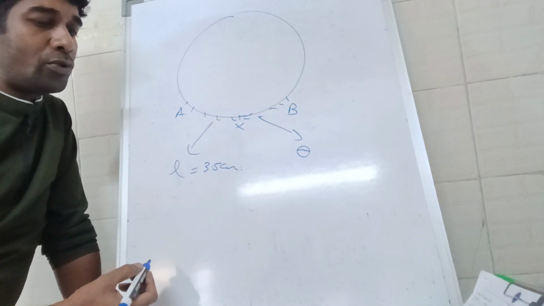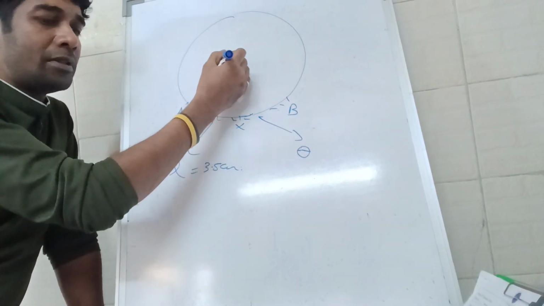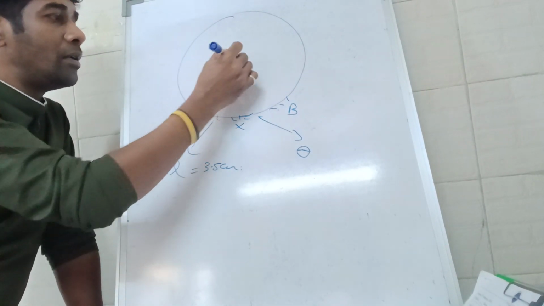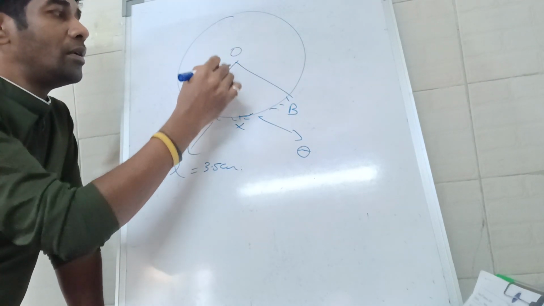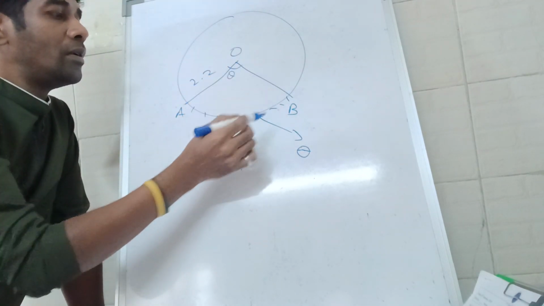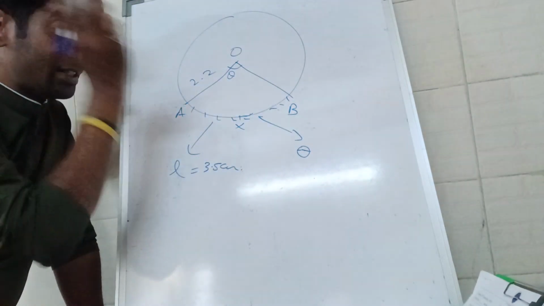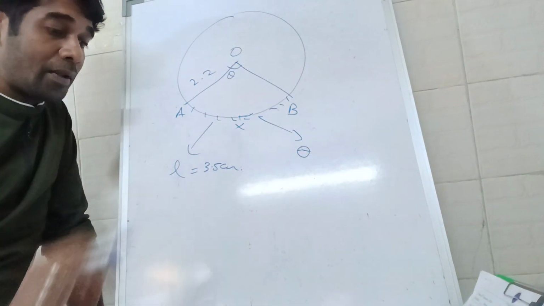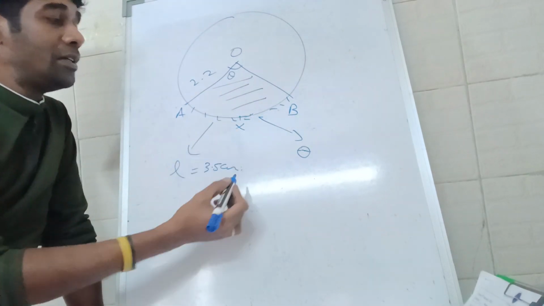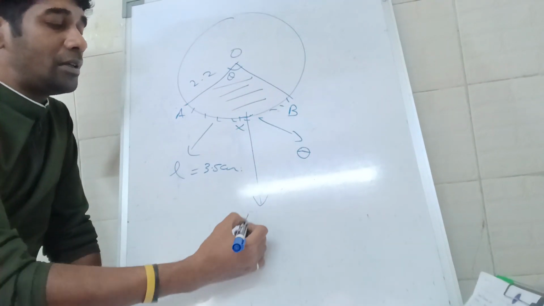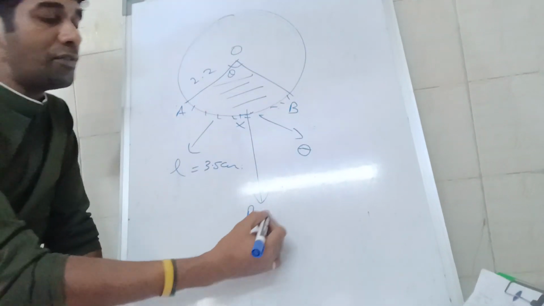Radius is 2.2. Find the area of the sector. These both thetas are the same because this is the central angle. I have to find the area of the sector.